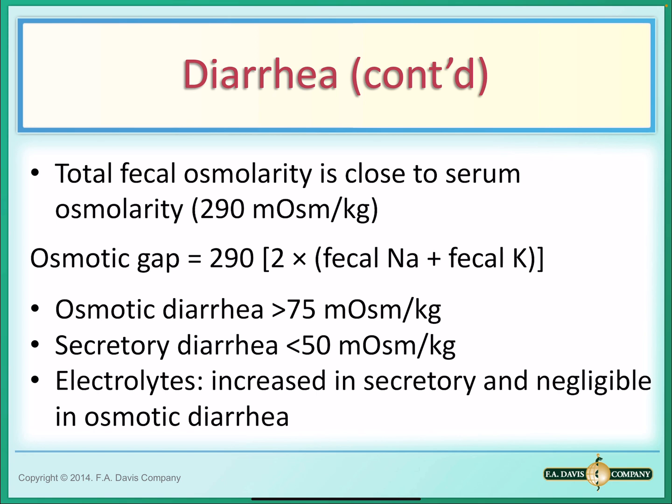The feces is normally in osmotic equilibrium with the blood serum. The human blood serum should have an osmolarity level of about 290 to 300 milliosmoles per kilogram. Again, as I said earlier, the fecal sodium and the fecal potassium results are used to calculate the fecal osmotic gap using the formula that is shown here in this particular slide.